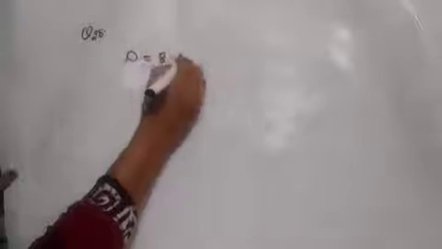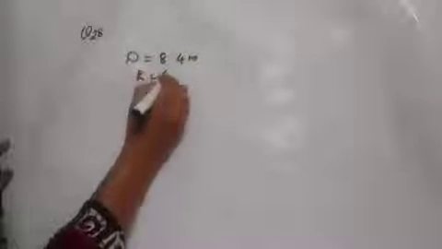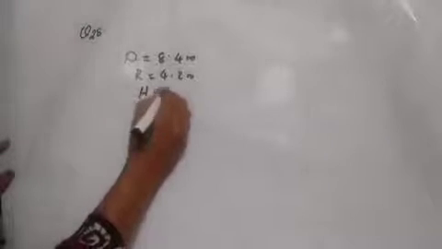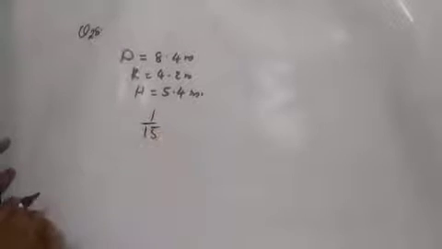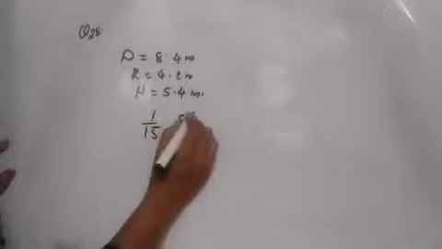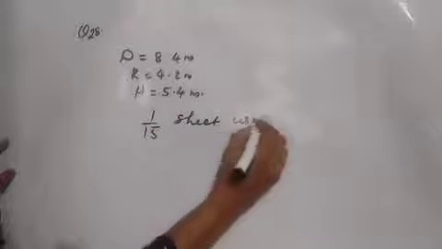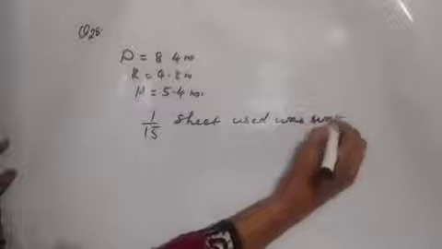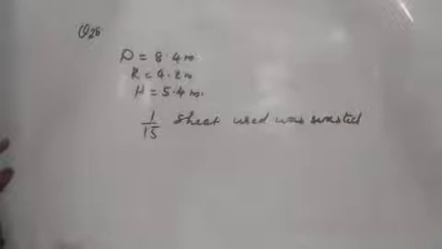A closed cylindrical tank made of thin iron sheet has diameter 8.4 meter. So we can write the radius is 4.2 meters, half of it. And the height 5.4 meters. How much metal sheet to the nearest meter square is used in making this tank, if 1/15 of the sheet actually used was wasted in making the tank? How can we solve this problem?